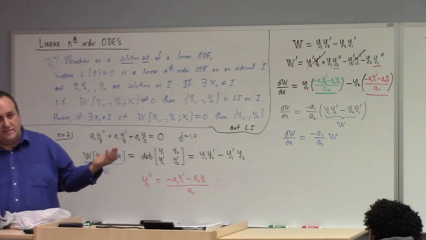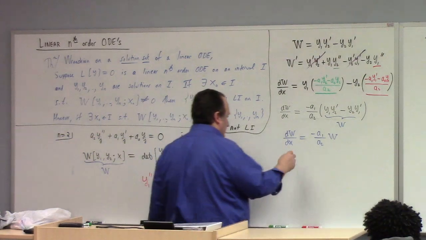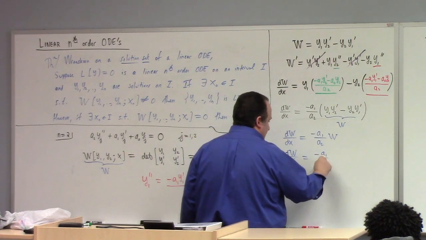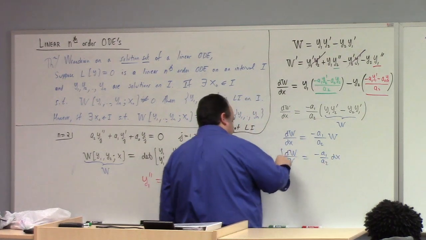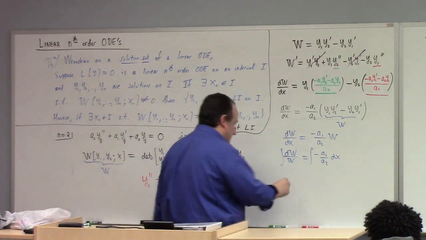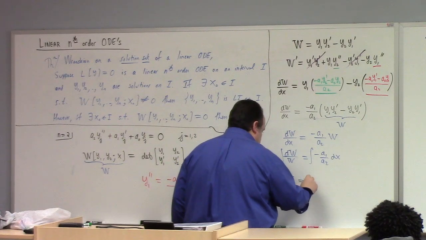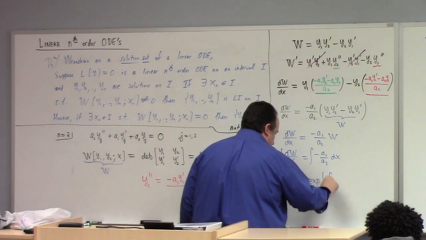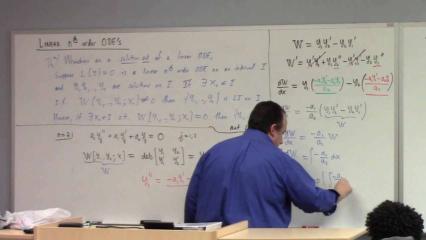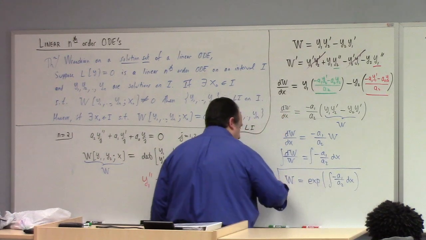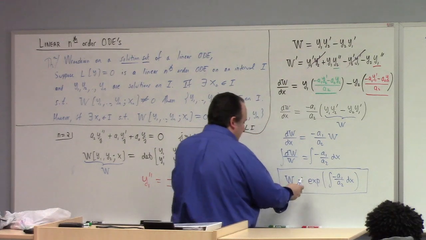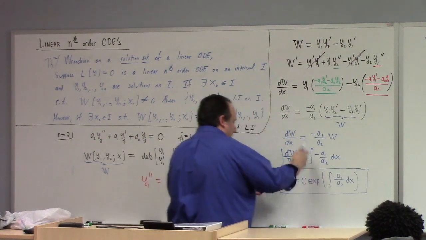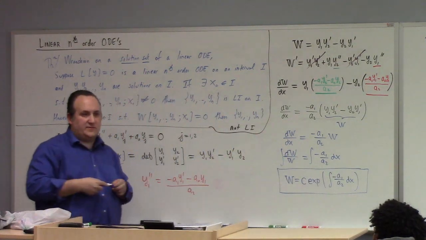But we can solve this. Separate, integrate. What you got? Got yourself a dW over W is equal to minus a1 over a2 dx. Integrate both sides. Do a little bit of algebra, and this gets us to W is equal to the exponential of the integral of minus a1 over a2 dx. And I suppose you could put a constant here to emphasize that when we add a constant to the integral, it gives you a multiplicative constant out front.